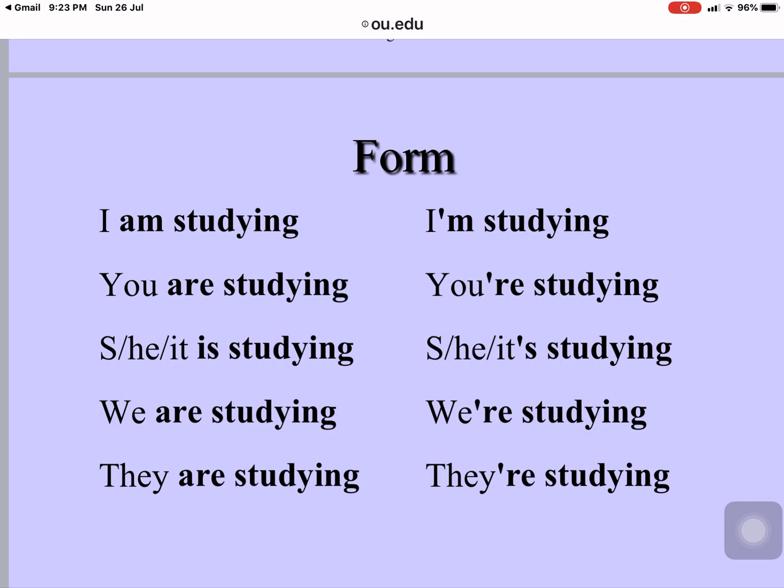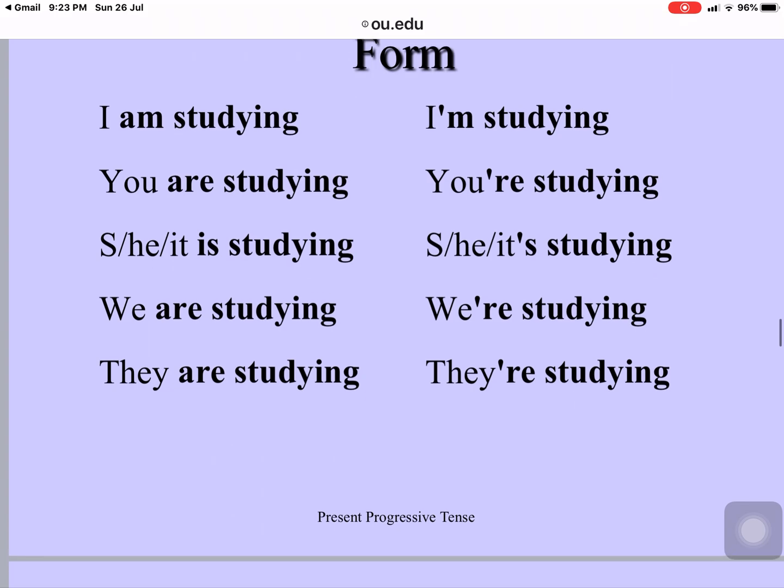We are studying. We are studying. Must not be confused. They is plural subject. That's why with plural subject, as I already said, we must use are. All these sentences are in present continuous tense.